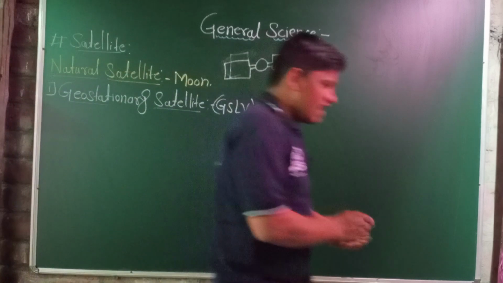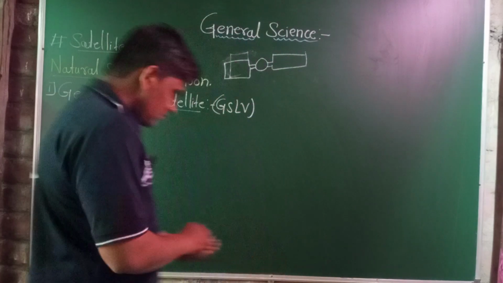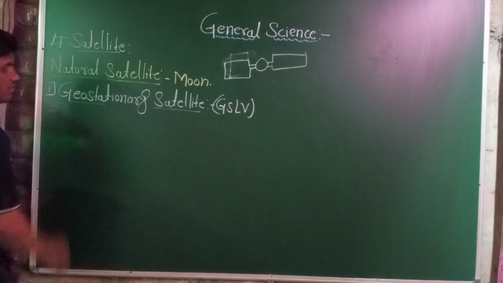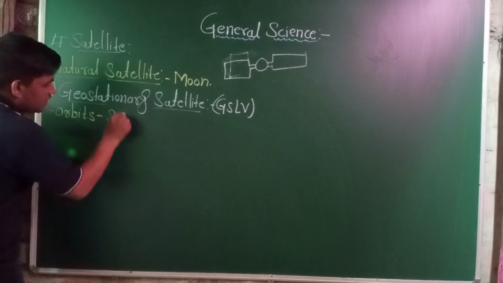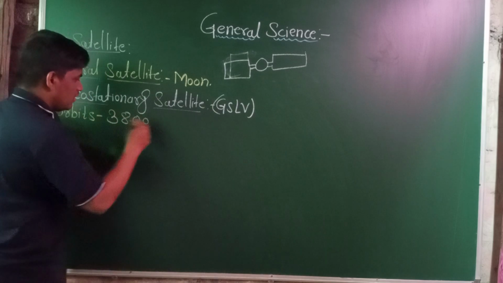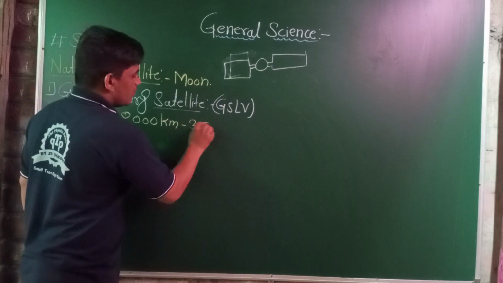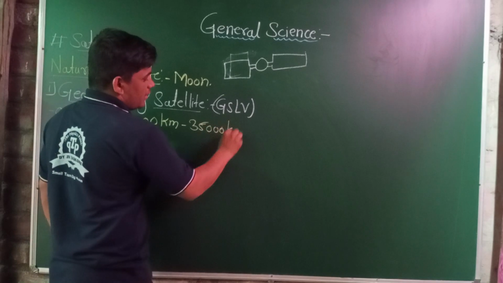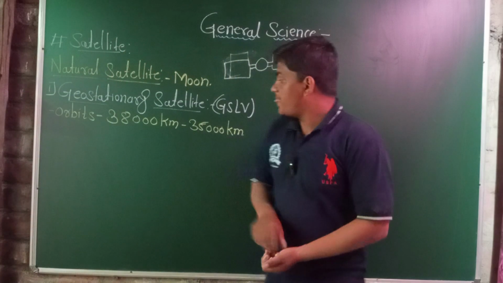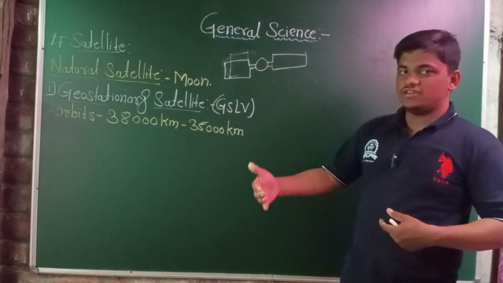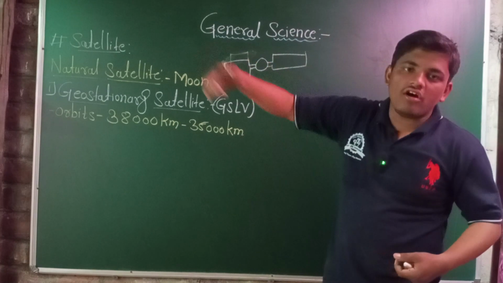Geostationary satellites are satellites which move like the motion of the Earth. It means this is an orbital satellite. The orbits will be 35,000 to 38,000 kilometers. This is the range of the orbits, the distance from the Earth's surface to that particular orbit.